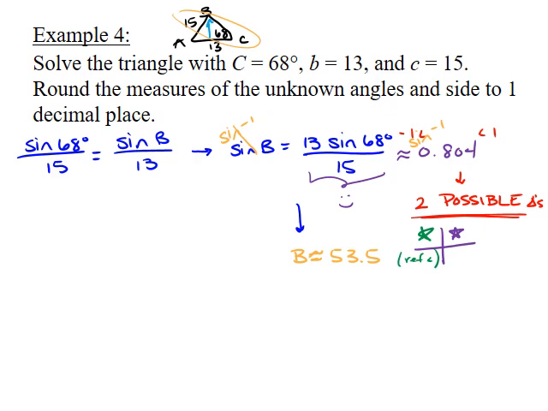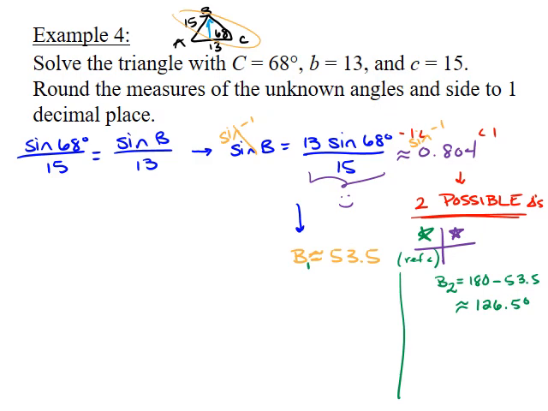I'm going to call this B1. B2 is the obtuse angle, and that's found by taking 180 minus 53.5, which is approximately 126.5 degrees. Okay, so I have two possible triangles.